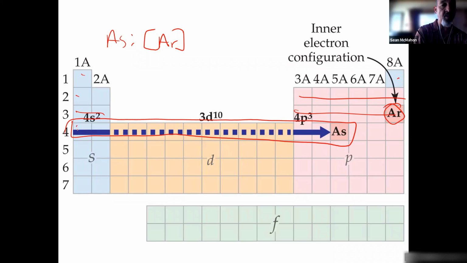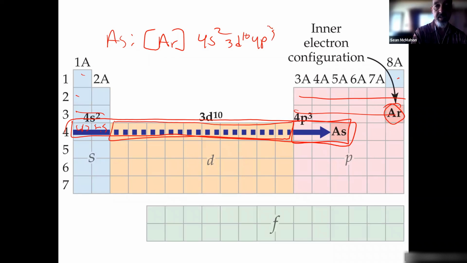So 4s2, again going all the way across, 3d10, and then 4p3, because it's in the fourth energy level in the p block in the third position. Again, the tricky part is that D is always one behind.